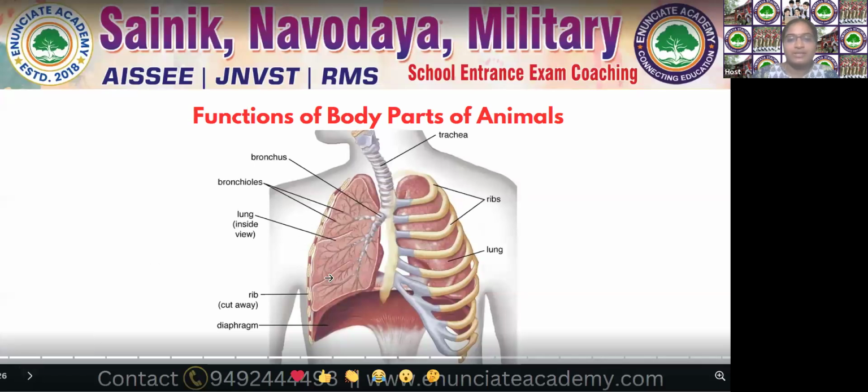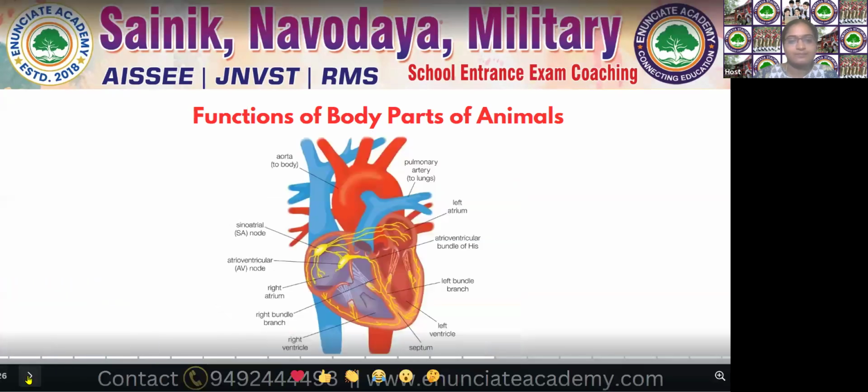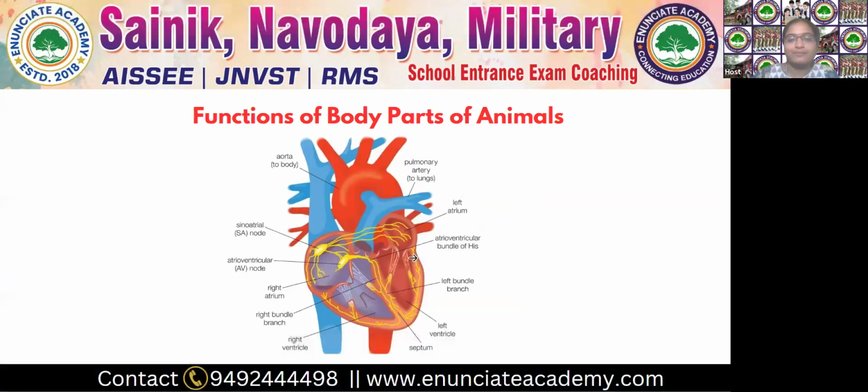This is the respiratory system. It has lungs, ribs, trachea. This is the trachea. And bronchus, lungs, rib. This is the rib. And this is the circulatory system. This is the picture of the circulatory system.